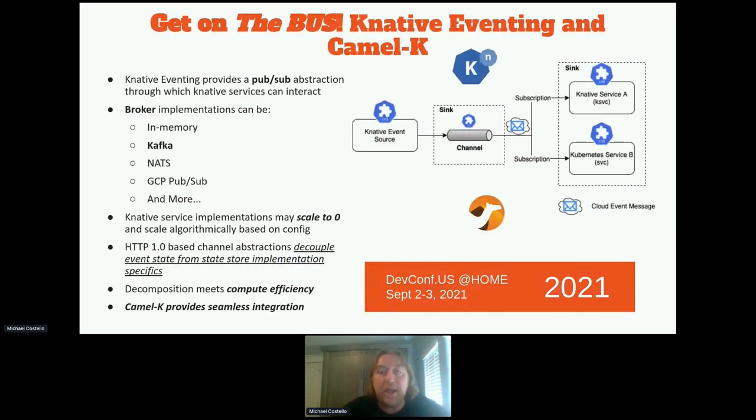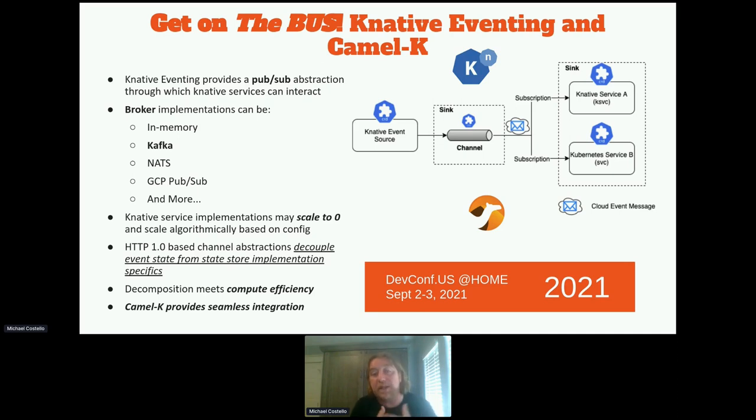So Knative eventing provides a pub-sub abstraction for this type of stuff. On the right-hand side, what we inevitably have is a broker, which could be anything. It could be in-memory, it could be Kafka, which we'll show in a second, NATS, GCP Pub/Sub, and more. We create channels much like you would in any kind of pub-sub environment. Then we have Knative services that can be serverless and scale to zero, and also carry along algorithmic ways of scaling, that are actually making subscriptions here. This all happens over HTTP 1. So all we need for these services to be able to speak is HTTP 1. There's nothing specific about it.